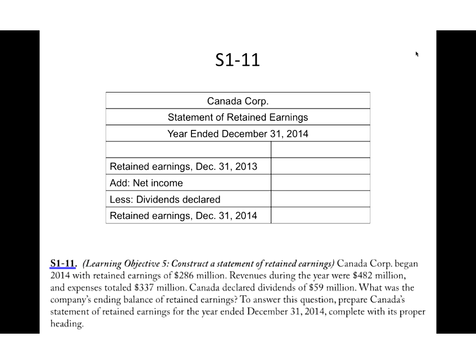Okay, so that's our basic format for a statement of retained earnings. We start with our beginning retained earnings. We're going to add our net income. We're going to subtract our dividends declared and come up with our ending retained earnings. So let's start putting numbers on here.